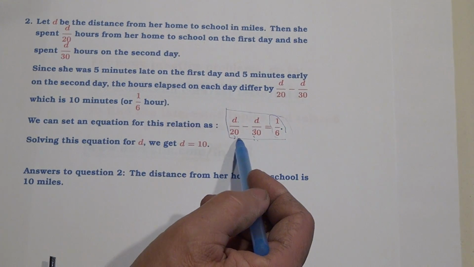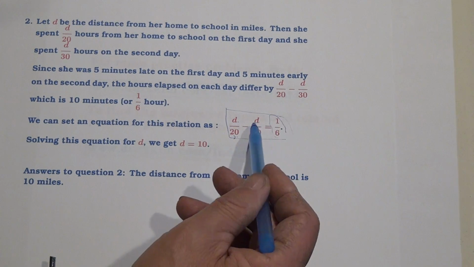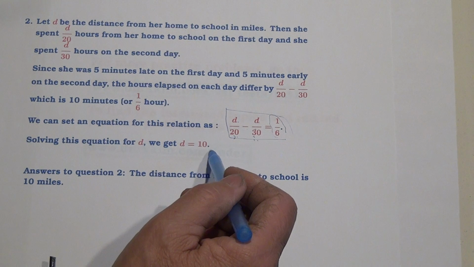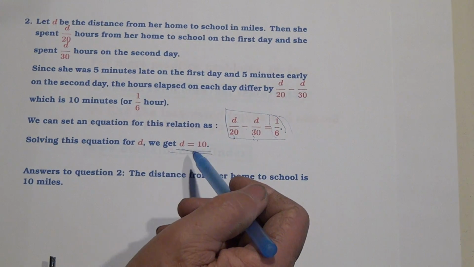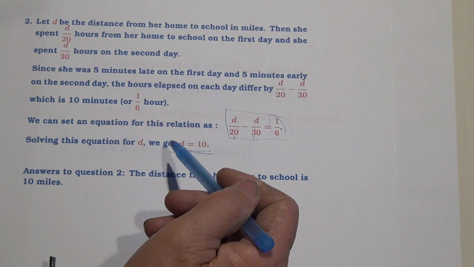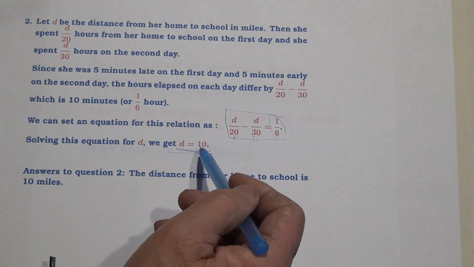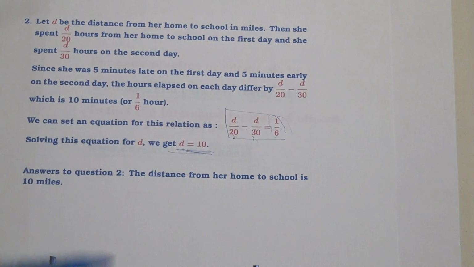Once you set the equation, you can see this is just an Algebra 1 problem, right? Solve for d, and d will be 10. So the answer is 10 miles. The distance from Gina's house to school is 10 miles. Not that much of a problem, right?